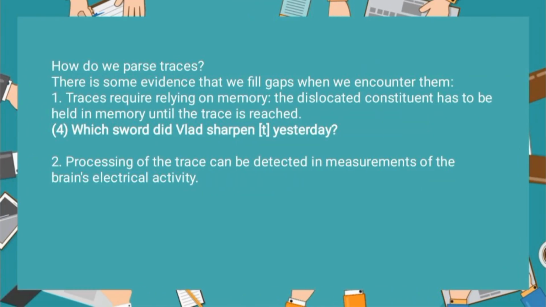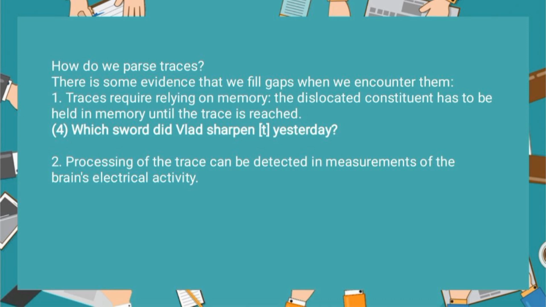There is some evidence that we fill gaps when we encounter them. First, traces require relying on memory. The dislocated constituent has to be held in memory until the trace is reached. Which sword did Vlad sharpen yesterday? Number 2, processing of the trace can be detected in measurements of the brain's electrical activity.